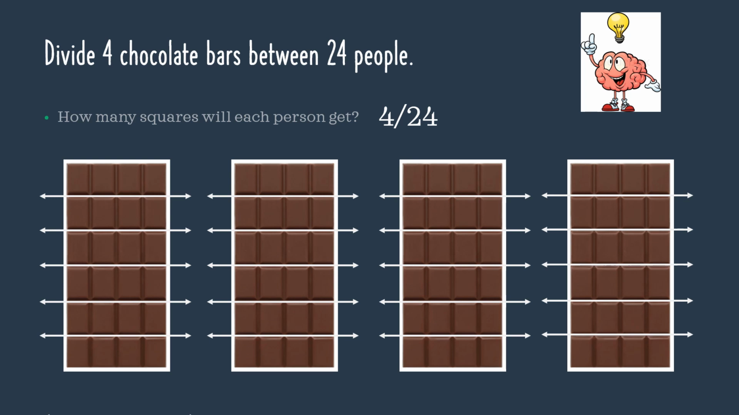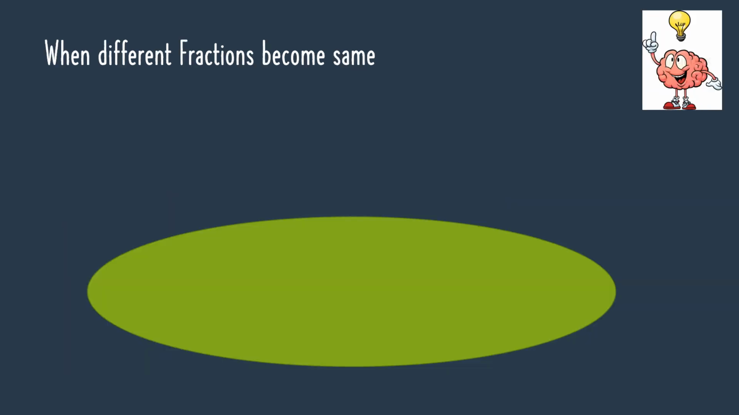When we were dividing 1 chocolate between 6 people, do you remember how many squares each person was getting? That's right, they were getting 4 squares each. We see that when we are dividing 4 chocolates between 24 people, then also each person is getting 4 squares each. So different fractions become the same.